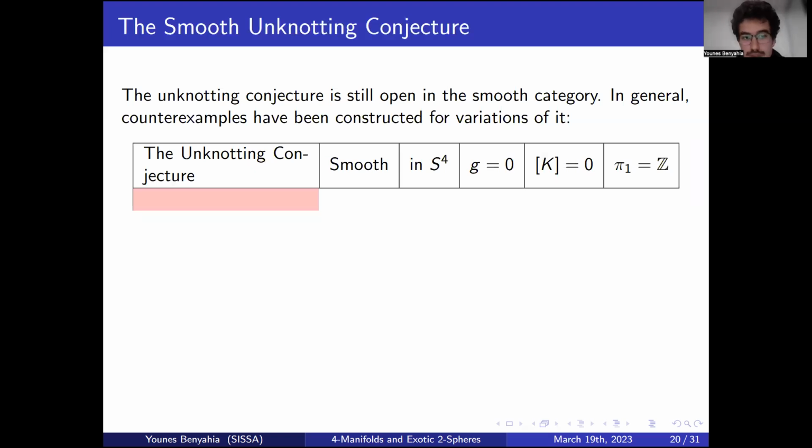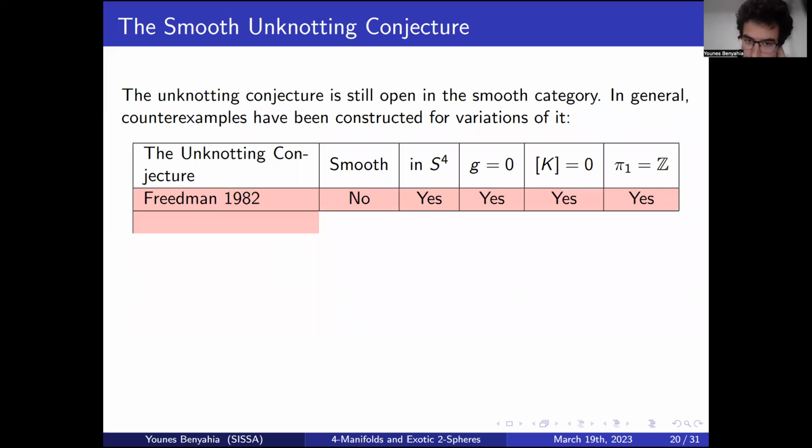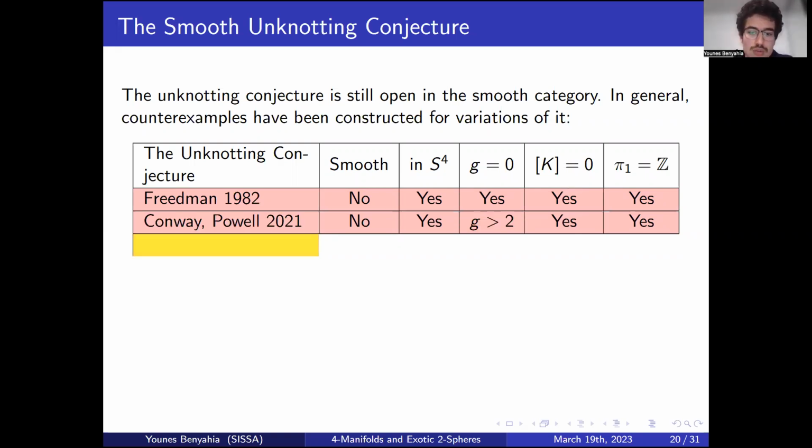So, for example, the smooth unknotted conjecture needs to be in S^4, and the 2-knot has genus 0, so it's a sphere. And since it's in S^4, the homology class of the knot is 0, because S^4 doesn't have second homology. And the fundamental group of the complement is going to be the integers, Z. So Freedman proved it in the topological setting, so without the smoothness condition. And Conway and Powell proved it for genus higher than 2.